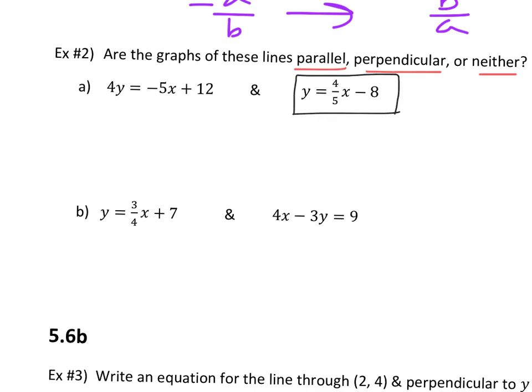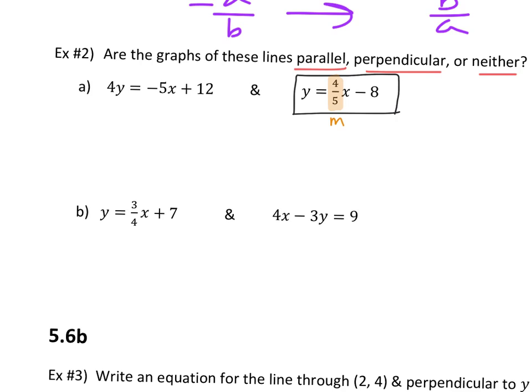All you need to notice is what number our slope is. 4/5. So here's our slope. That's your m. For the other equation, we have to figure out, is that parallel, perpendicular, or neither? But you have to put it in slope-intercept form. So how do you put that first one in slope-intercept form?